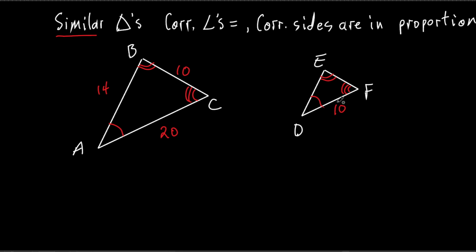This is twice as big as this, right? So that's got to be a 7. Make sense? What if this was 10? This is going to be a 5.